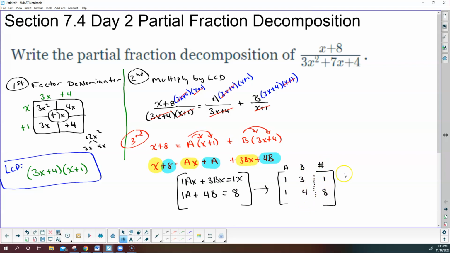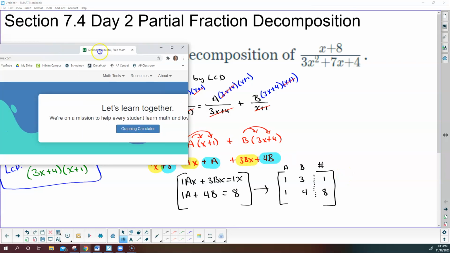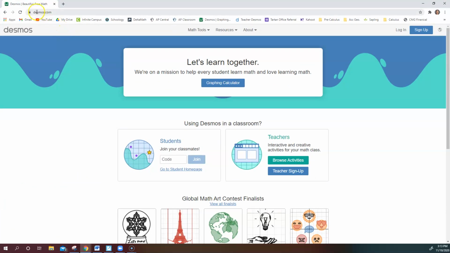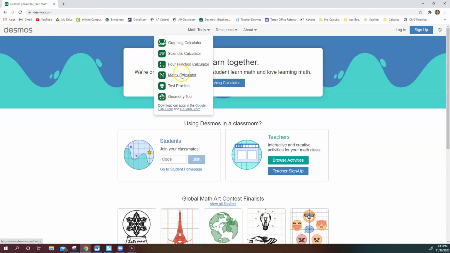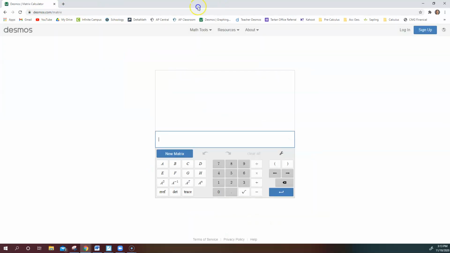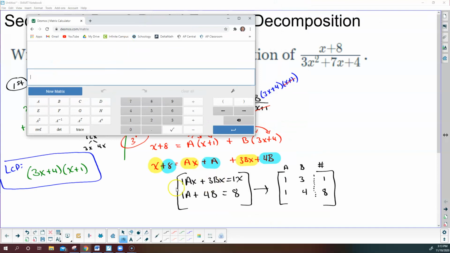Well, now we're going to go right to Desmos, our best friend Desmos, and you're going to go to desmos.com and select Math Tools, Matrix Graphing Calculator, or Matrix Calculator, and then we have to set up our new matrix. So I want to click New Matrix if it's not up there already, and I have 2 rows and 3 columns. So rows go up and down, columns left and right. And then we want to just plug in our matrix.